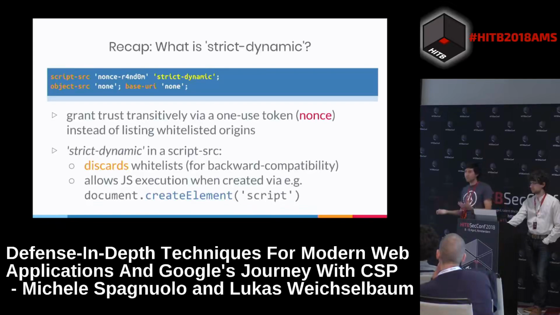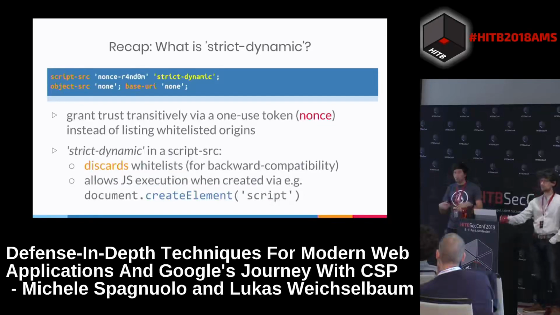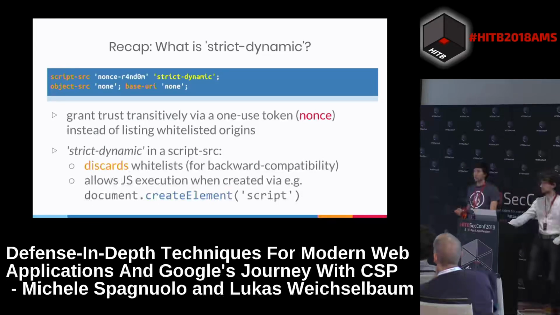This is really a game changer. So you'll see later on the slide, because of that, we were able to roll out the strict CSP policies, which are nonce-based, on over 50% of all outgoing Google HTML traffic, right? Which is really massive, because it's a lot of applications. And with the previous whitelist-based model, which was also insecure, that would have never been possible.